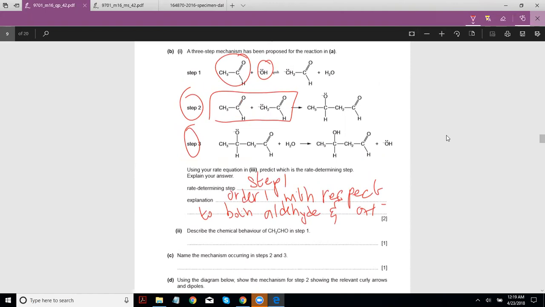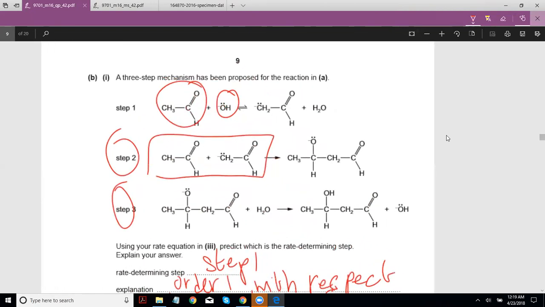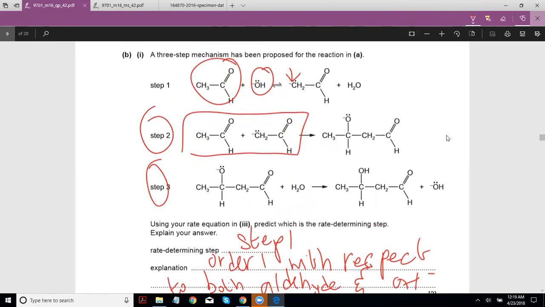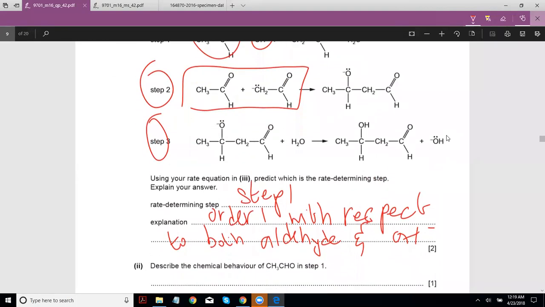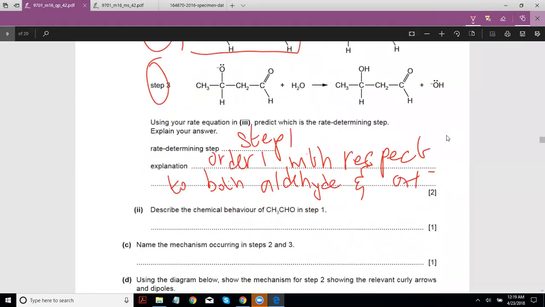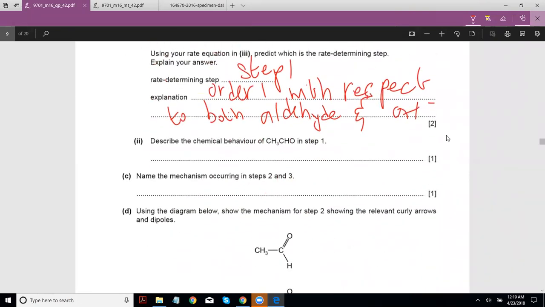CH3CHO, what has happened here? It has given an H positive ion, right? So it's acting as an acid. This is a negative sign, right? Because now it's a nucleophile. Since it's donated an H positive ion to the OH, which converted the OH to H2O, anything that donates an H positive ion is an acid.